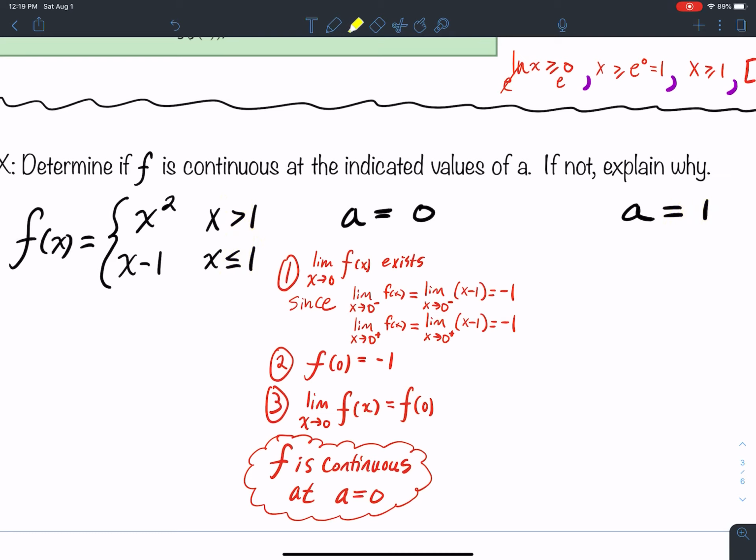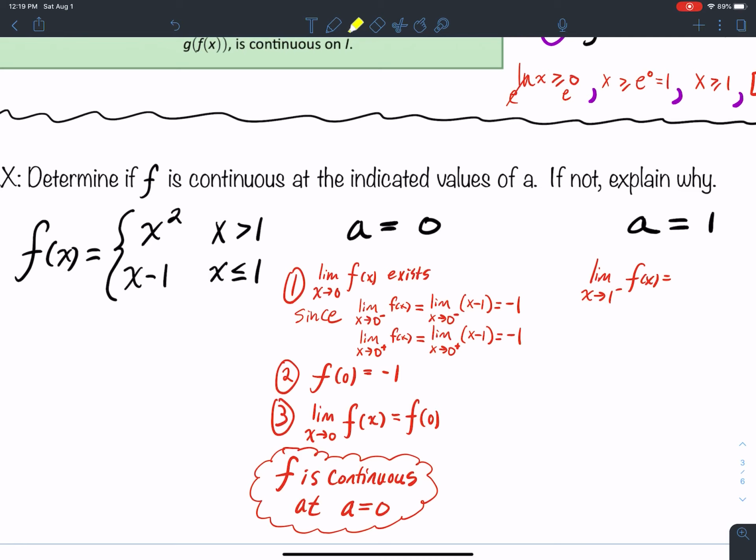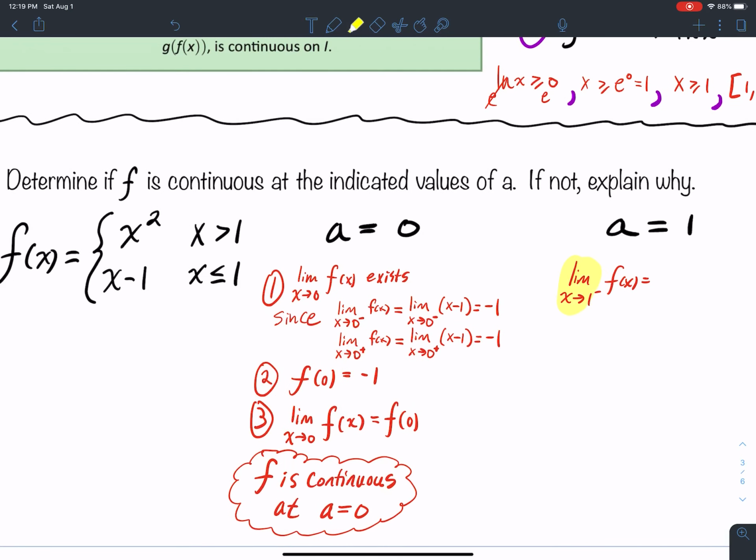You can definitely tell if you just graph this thing, okay? So the fastest way to figure it out with a piecewise is I take a left-hand limit and a right-hand limit. Okay, if they don't match up, then we're done, right? So if I do the left-hand limit, which side of the piecewise am I on? I'm on the side where I'm talking about values of x that are less than 1.